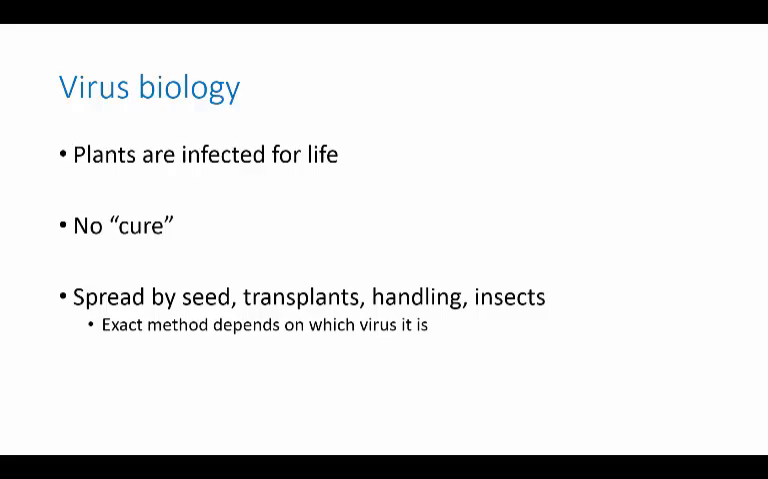Some viruses are spread by seed or infected transplants. Some are spread simply by handling the sick plants and then touching healthy ones, because you're spreading sap from one plant to another. And a lot of different plant viruses are spread by insects. The exact method depends on exactly which virus it is. And with different mechanisms of spread, the management options might vary. The vegetable guide I mentioned earlier and other references can help growers strategize to minimize their virus risk.